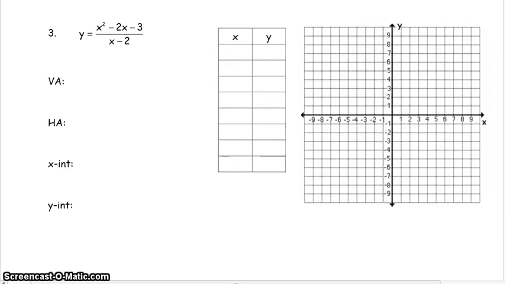And for this last one, I would like you to pause the video, try this on your own, and then use your calculator if you want to, and compare with what I have.